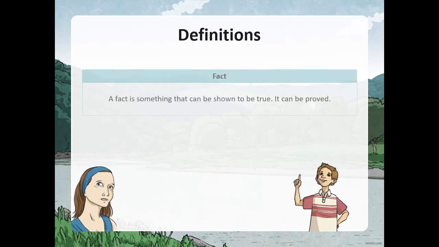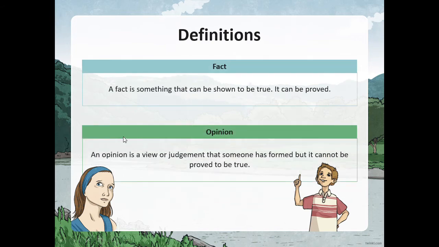The definition. So a fact is something that can be shown to be true. It can be proved. Whereas an opinion is a view or a judgment that someone has formed, but it cannot be proved to be true. So it's something that someone believes, it's what they think, but it's not necessarily a fact. If you Googled it or looked it up in an encyclopedia, it wouldn't necessarily come up as a fact.